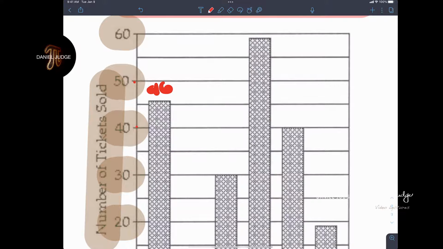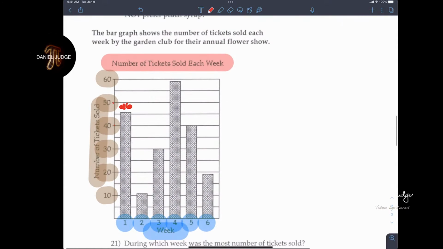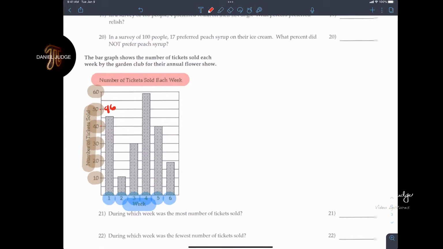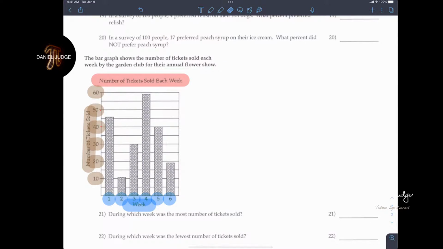So this one is 46, and I don't think I can. Let's scroll out. That looks like it's 46. I usually put the frequencies on top. So that looks kind of like 46 in week 1. Look at week 2 now.